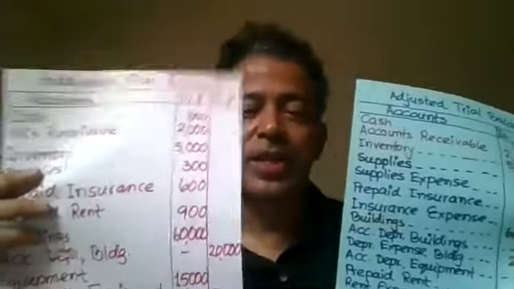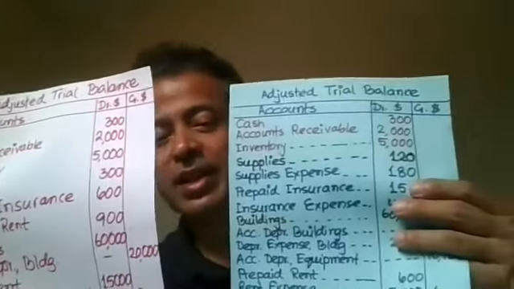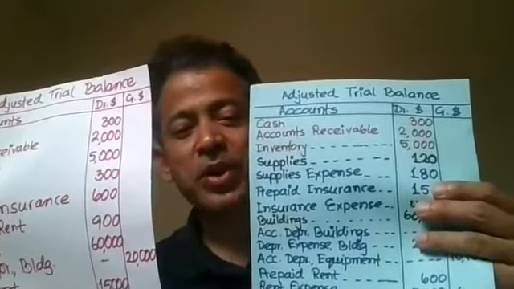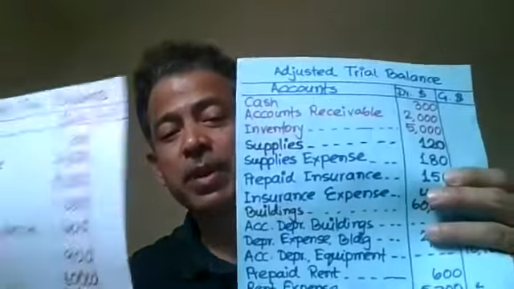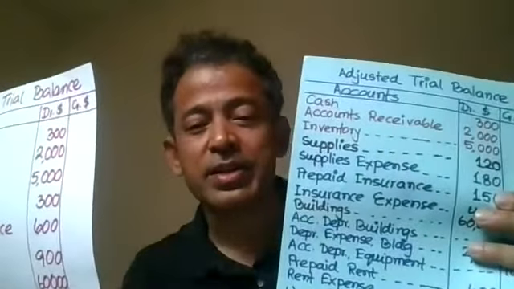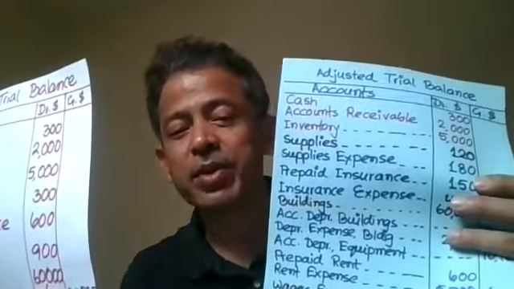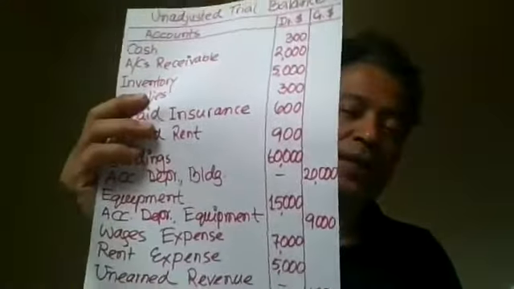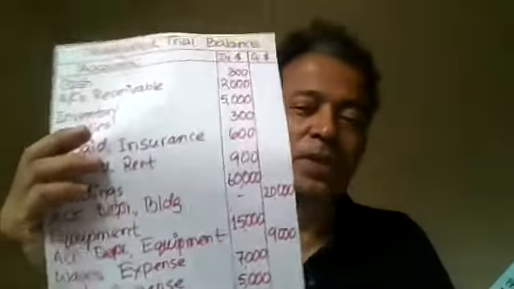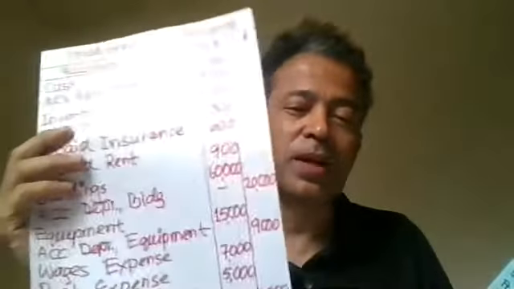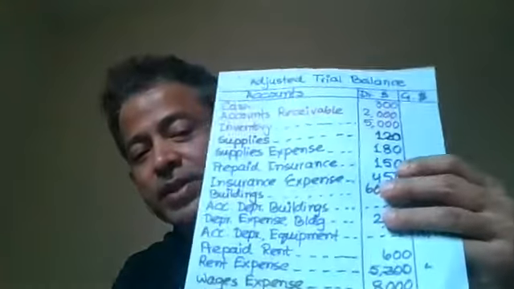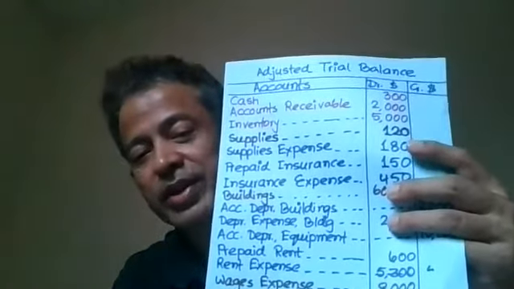For example, in the unadjusted one, supplies was $300. And see how much supplies is here? Only 120, because we are told that only 120 is left over, is still there. So supplies, $300 replaced by $120. That means the $180 that was used or consumed or missing has to be entered as a new item called supplies expense, which didn't even exist here. There's no expense called supplies expense in the original, but we have an expense called supplies expense here. So that's $180. The two together is still $300.